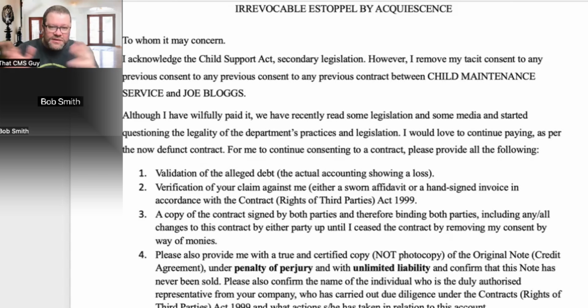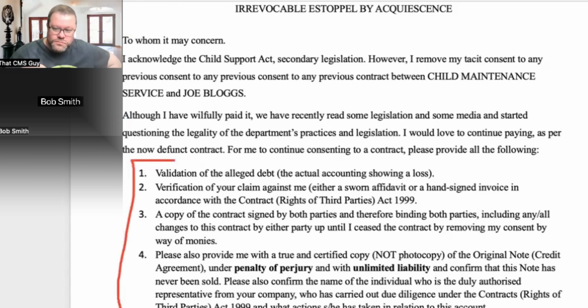Anyway, let's go back to this irrevocable estoppel by acquiescence. Like I said before, put all your consequences in there, your circumstances, any harm, stick it in there. This part here is, we see your offer of contract, and on behalf of this legal fiction, we're going to put some conditions to it and offer a modified contract. So the first part is, can you validate the debt? In other words, show me a loss, because that's how debt works legally.